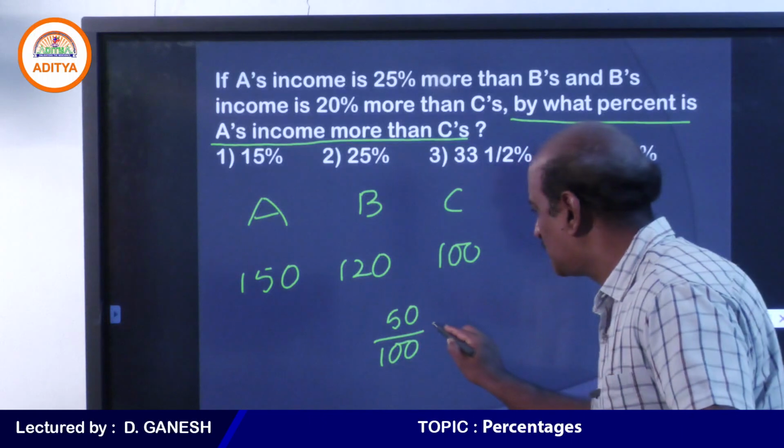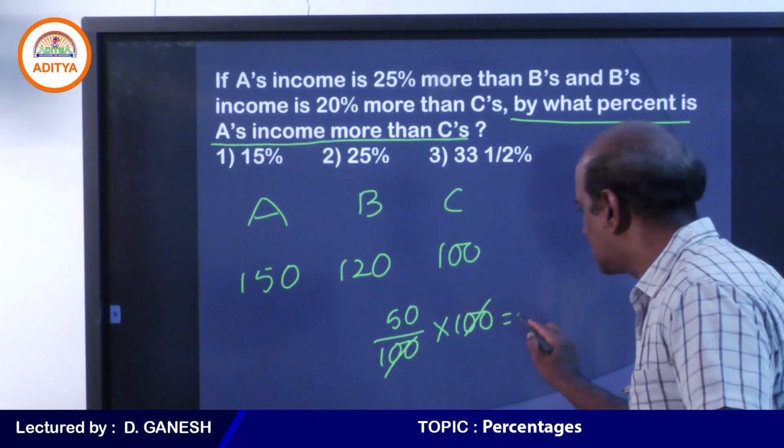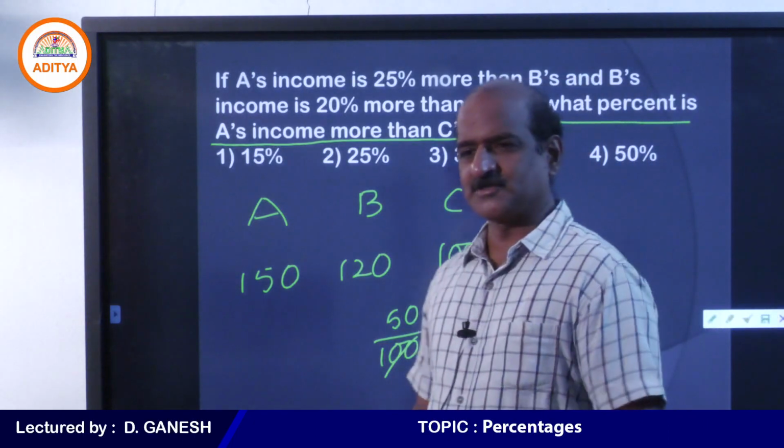A is getting 50 more. Therefore A is getting 50% more than C. So this is the point. I hope you understand this.